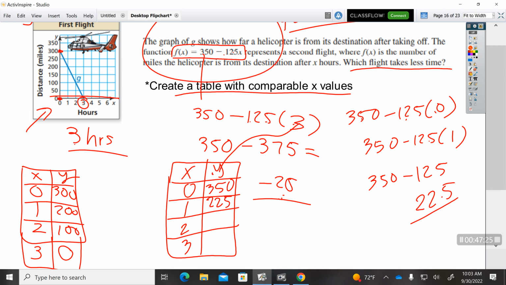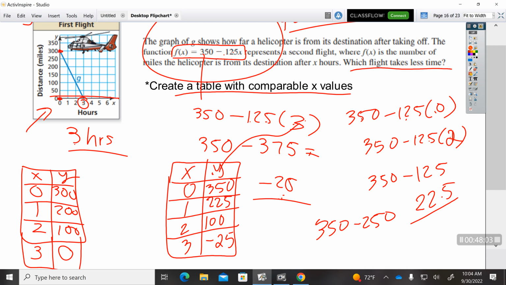Any questions so far? I'm just plugging in each number one by one and putting the answer down. So now let's plug in the 2. Negative 125 times 2 is negative 250. 350 minus 250, 100. And now, when I plug in a 3, we already did it originally. What did we get? Negative 25. Does that make sense? Any questions on that? That's how you compare functions.